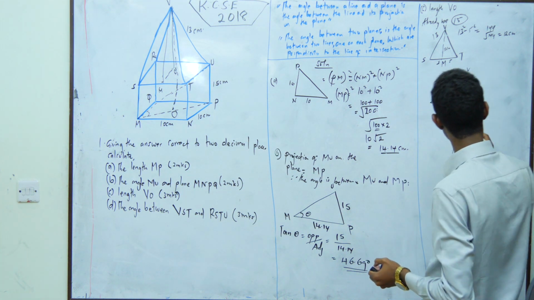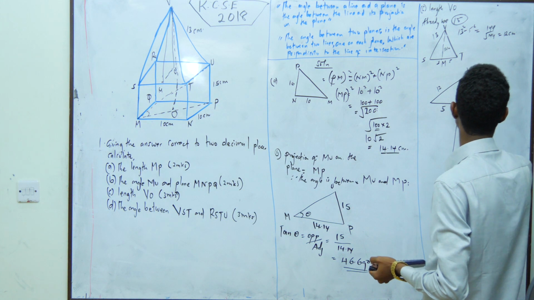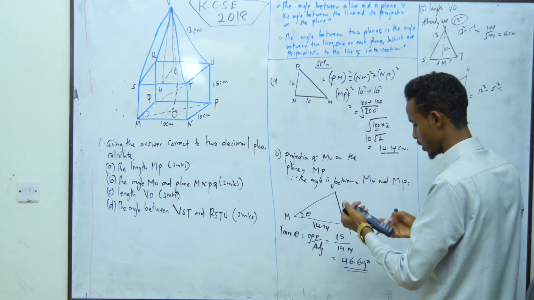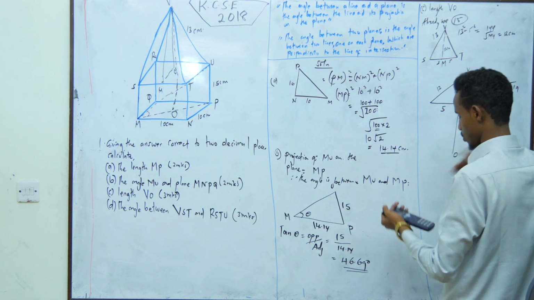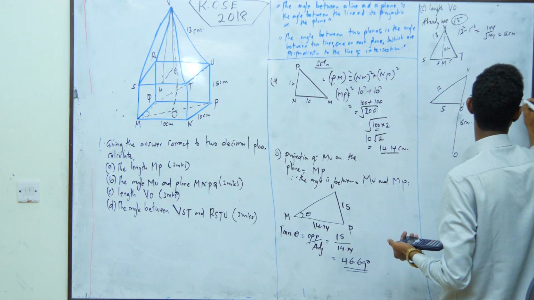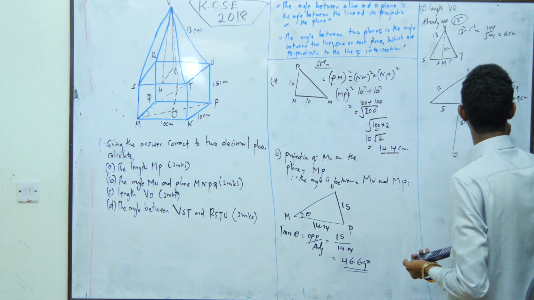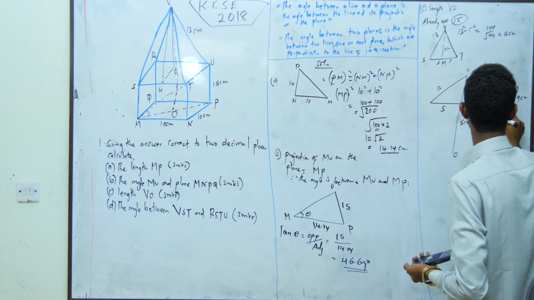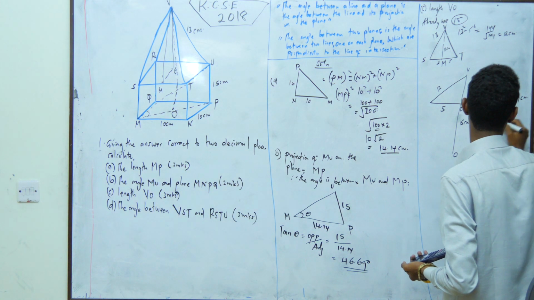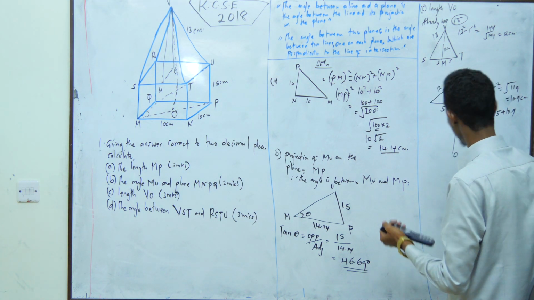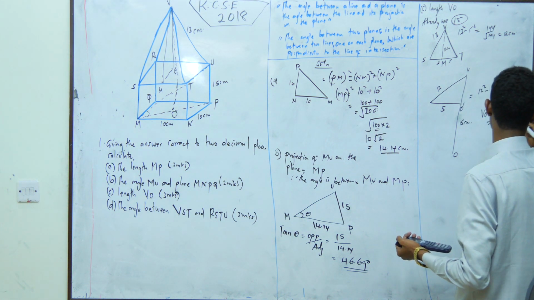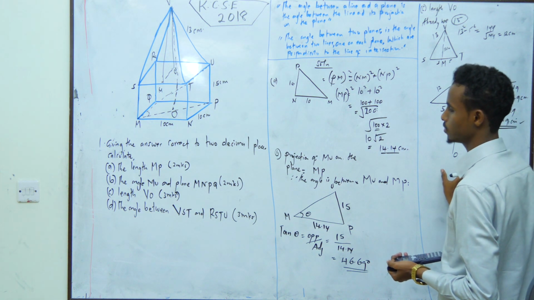Now can we get VO? Already we have 15 centimeters here. Now it will be 12 squared minus 5 squared. What do we get? You're going to get the square root of 119, which is 10.9 centimeters. Now VO is equal to 15 plus 10.9, which becomes 25.91 centimeters. Now that is the height VO.